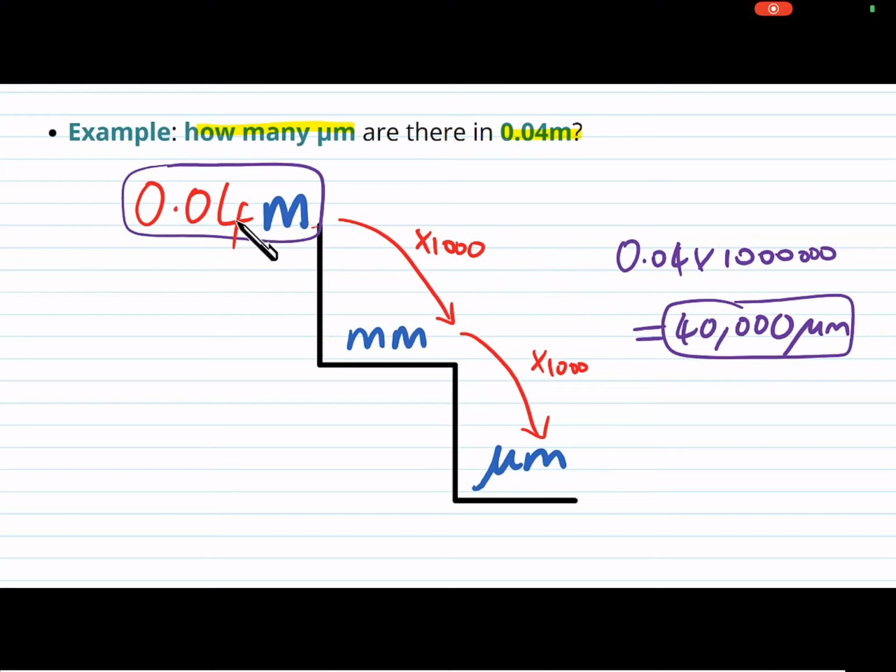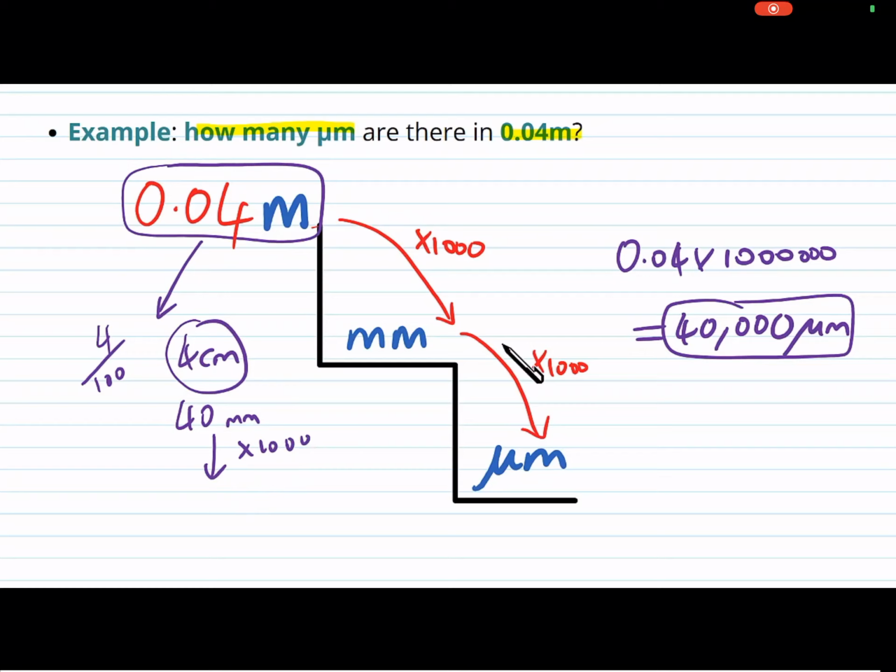So you can think of it in another way. 0.04 meters is 4 out of 100 of a meter. So that's basically 4 centimeters. And then 4 centimeters would be 40 millimeters. And if you were to times that by 1,000, which we do here, that would give you 40,000 micrometers. And always remember your units.